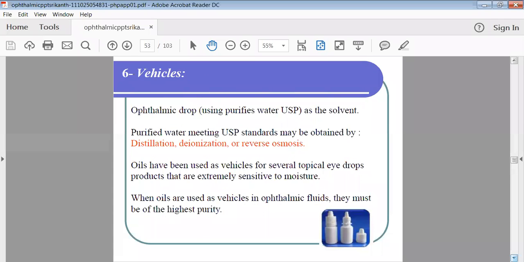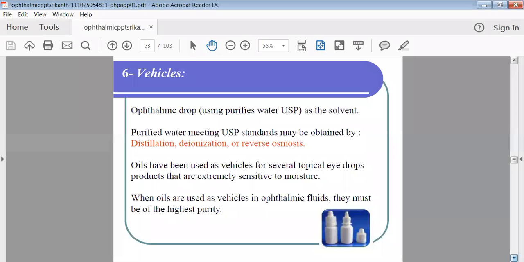Then vehicles. This is the most important ingredient of your ophthalmic preparation, because a vehicle is carrying all the ingredients. Most of the time, only vehicle and drug are used. When it is required, then we add the buffering agent, the viscosity enhancer, or the isotonicity adjuster. Otherwise, only vehicle and drug is sufficient for the treatment purpose.